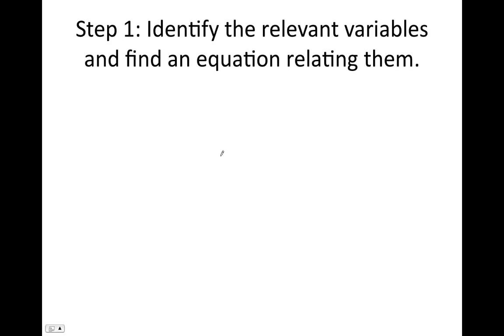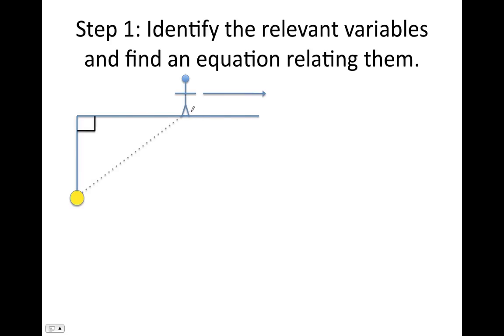The first step in solving the problem is to identify the relevant variables and to find an equation relating them. It really helps when we do this to first draw a picture describing the situation. So here's a picture that we can draw. We have the man walking along a path to the right. We have the spotlight down here. The dotted line represents the beam of the spotlight. So let's label the picture with the information that we're given.